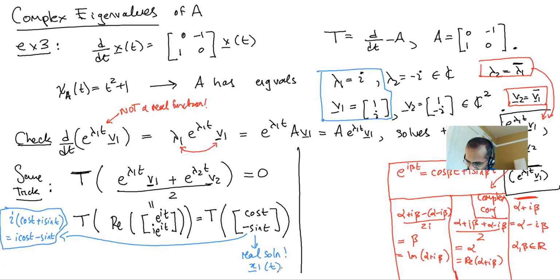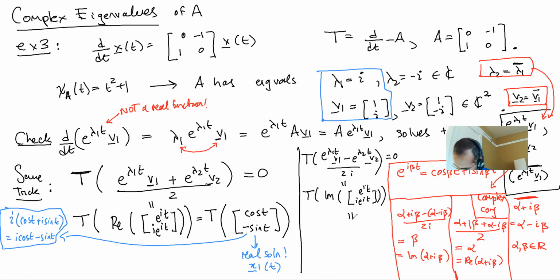So similarly, if you take the imaginary part, you get the other one. In the first case, you do addition or the real part. In the second one, you do subtraction or the imaginary part. So e to the lambda 1 t v1 minus e to the lambda 2 t v2 over 2i equals 0, which equals T of the imaginary part of the same thing. So you have e to the it, i e to the it, which now, the imaginary part, becomes T of, the first one was sine t, and the second one will just be cosine t. And so this is another real solution.